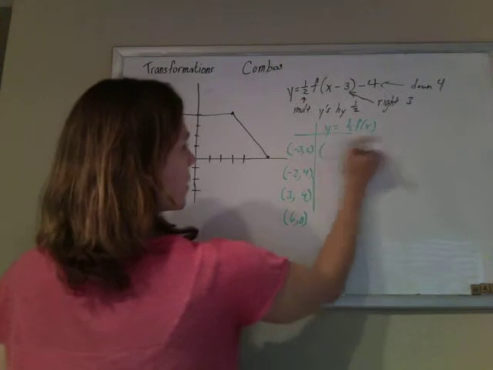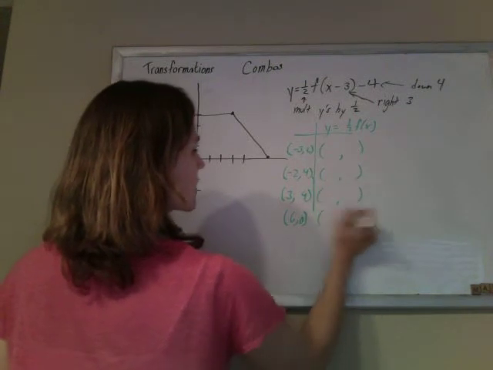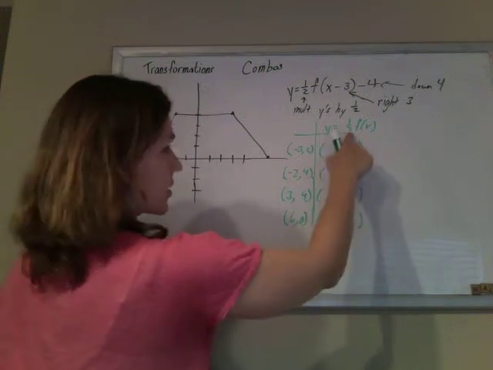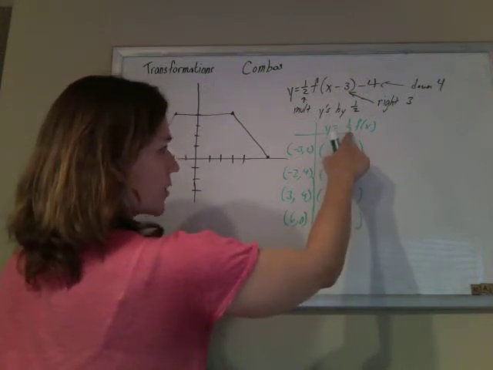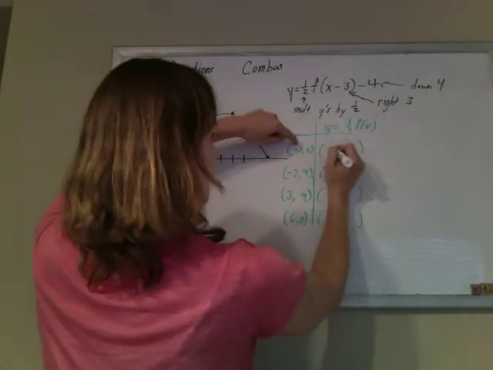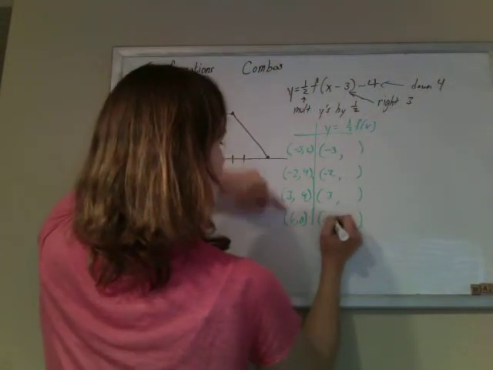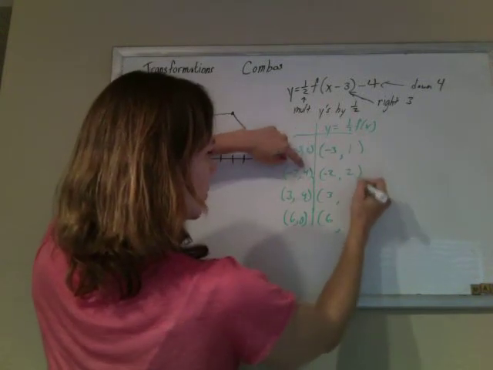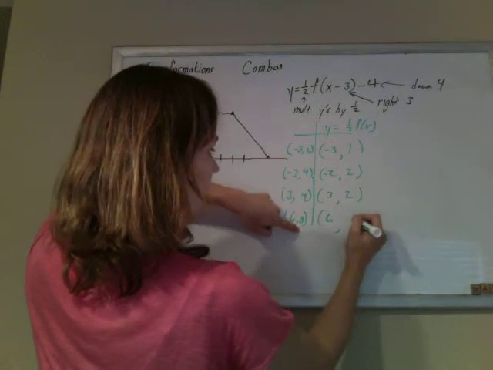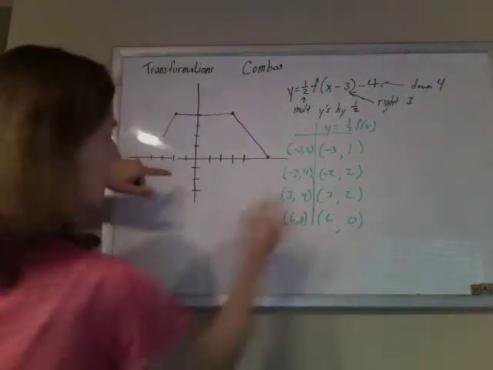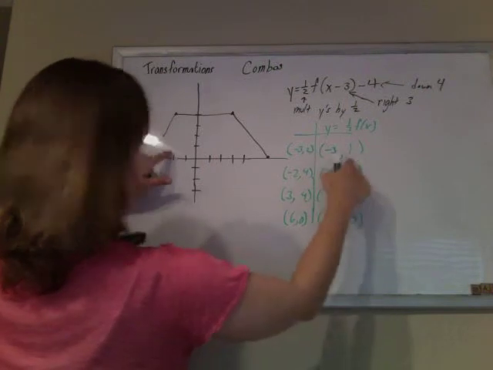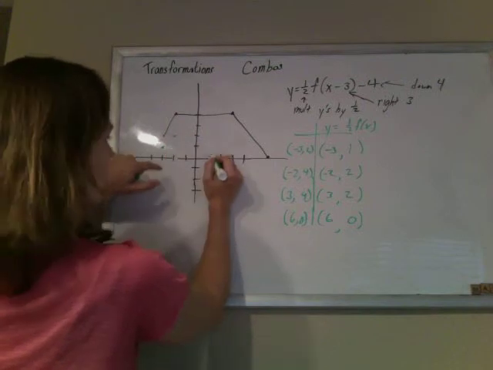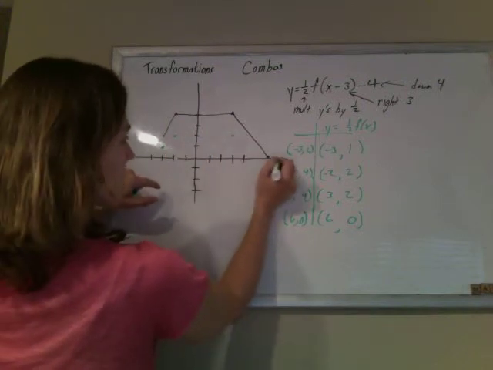Because that half is on the outside, it's affecting my y values directly, and it does exactly what I think it's going to do. It's going to multiply all the y values by a half. All the x values are staying put. Half of 2 is 1, half of 4 is 2, half of 4 is 2, half of 0 is 0. So plotting these new points over here: -3, 1; -2, 2; 3, 2; 6, 0.